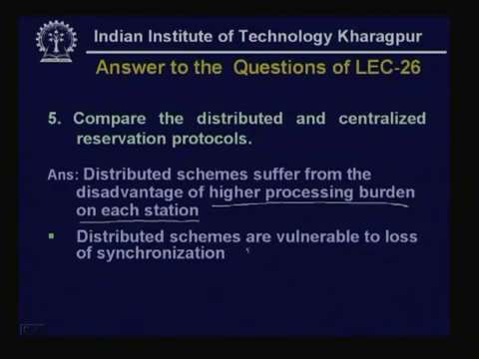Moreover, the distributed schemes are vulnerable to loss of synchronization, because you know that synchronization is very much essential, and in distributed schemes it cannot be done easily, whereas it can be very easily achieved in centralized schemes, and that is why centralized schemes have some advantage. However, the distributed scheme is preferred, because if the centralized station fails, then the medium access control cannot be done. So it is much more reliable.